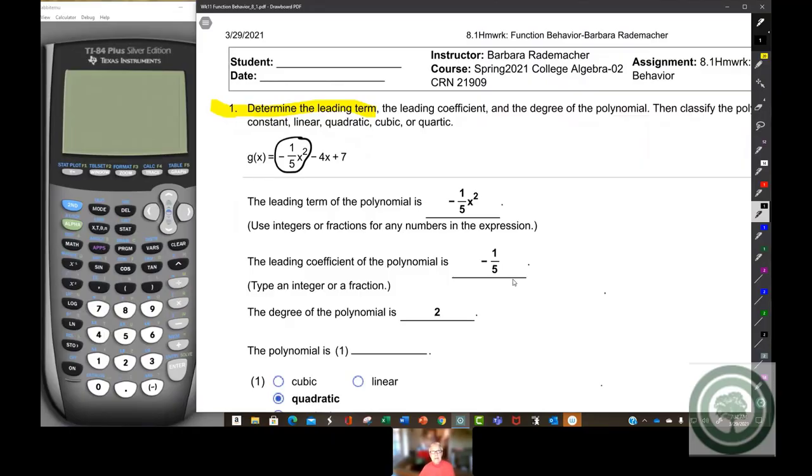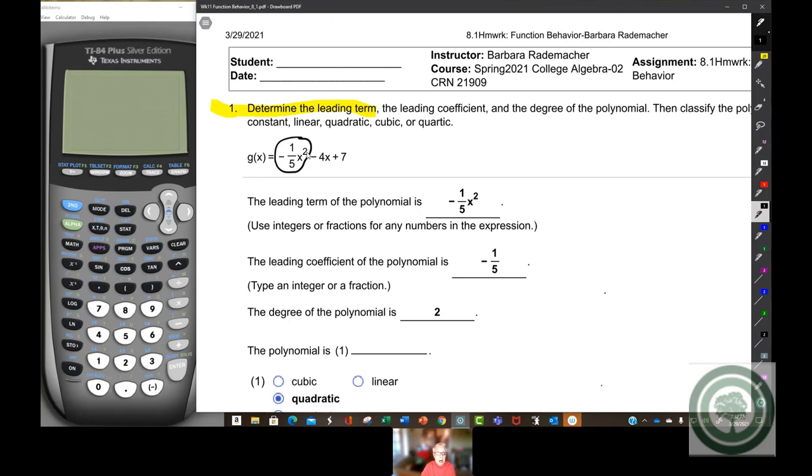All right, so here we have a polynomial. Here we have the highest degree term. So the leading term of the polynomial is negative 1/5 x squared. Now, the leading coefficient is the number in front of the highest power term. So the leading coefficient here is negative 1/5.